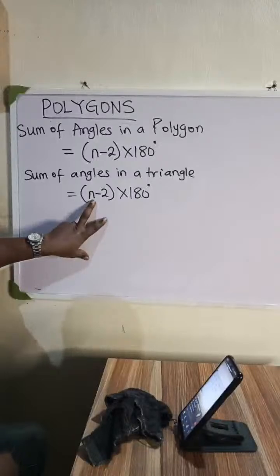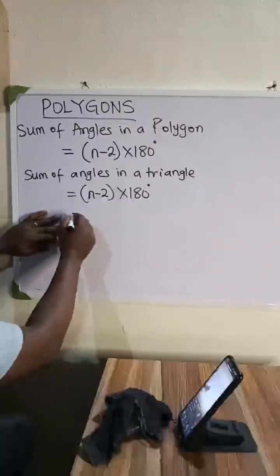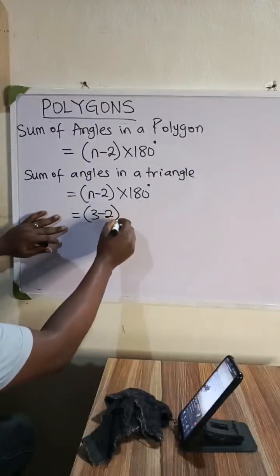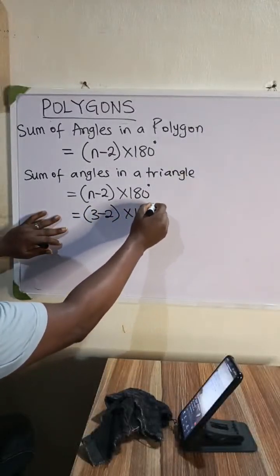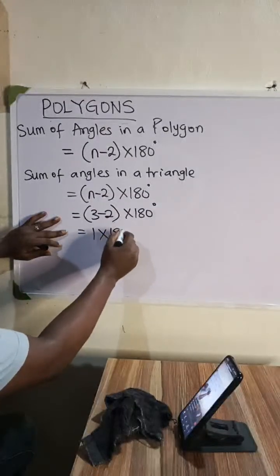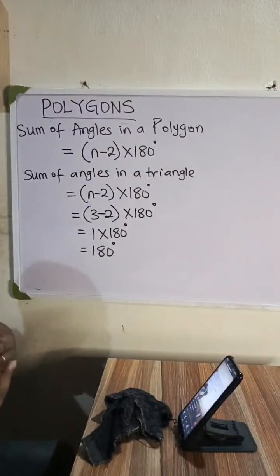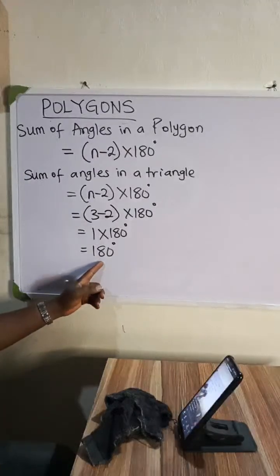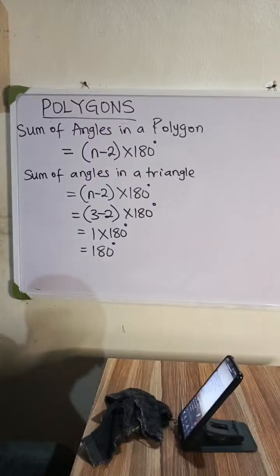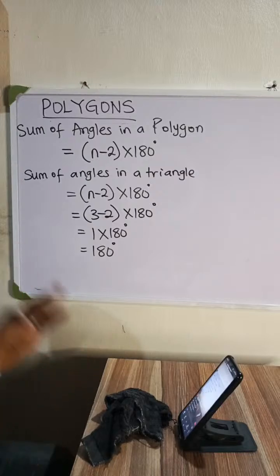So for a triangle, n is equal to 3. So we're going to fix this into the formula. This will give us 3 minus 2 times 180 degrees. 3 minus 2 is going to give us 1. So when you multiply by 180 degrees, that will give us 180 degrees. So this confirms what we have already learned from our previous class, that the sum of angles in a triangle is equal to 180 degrees. So this formula can be used to calculate the sum of angles in any polygon.